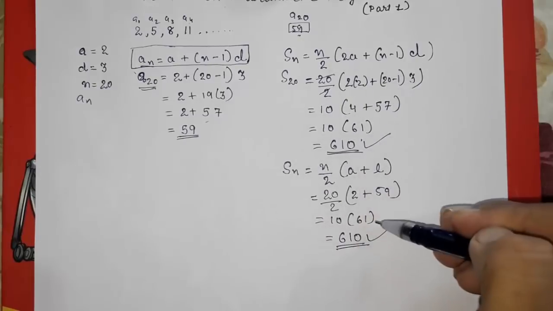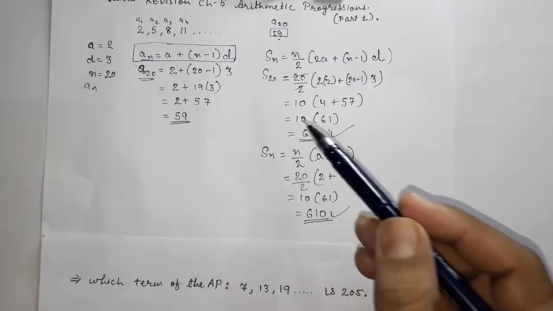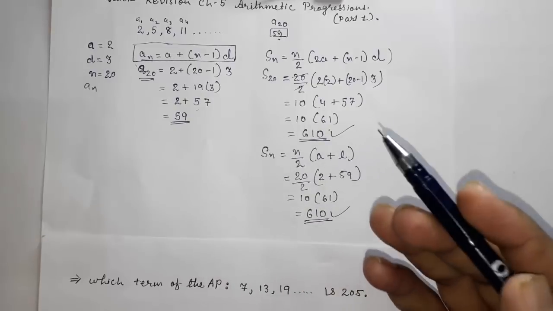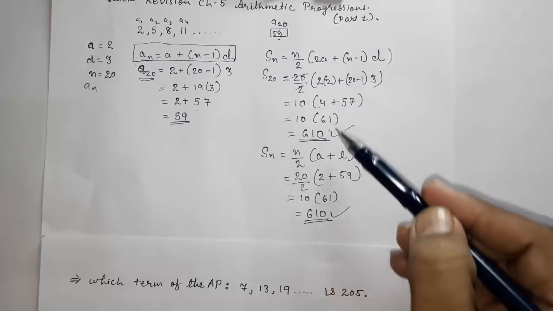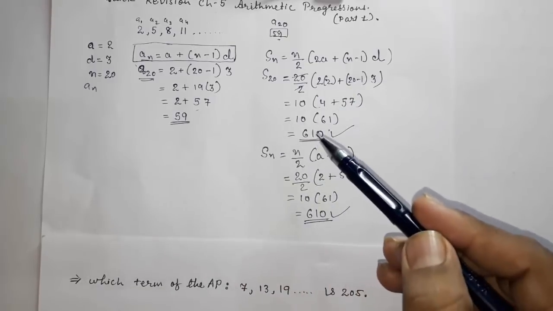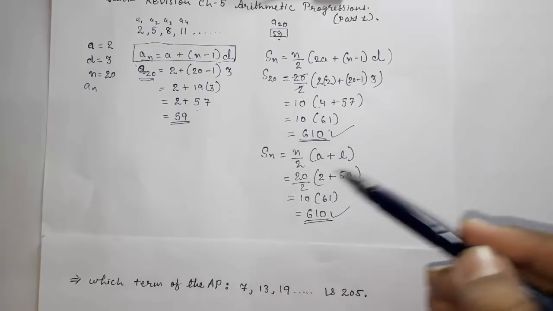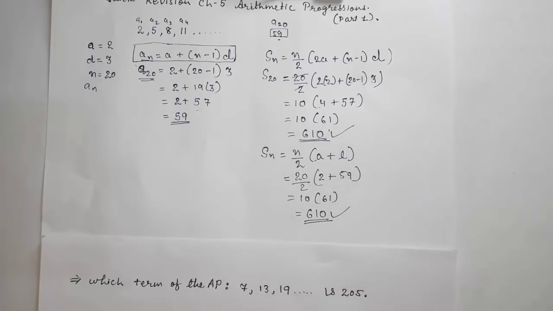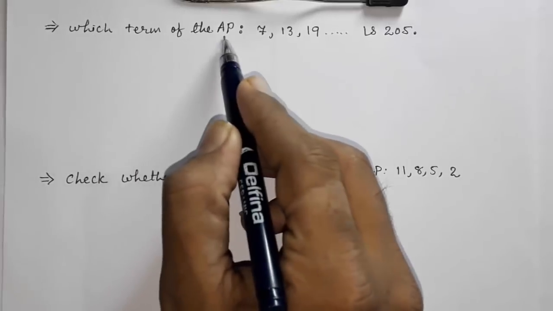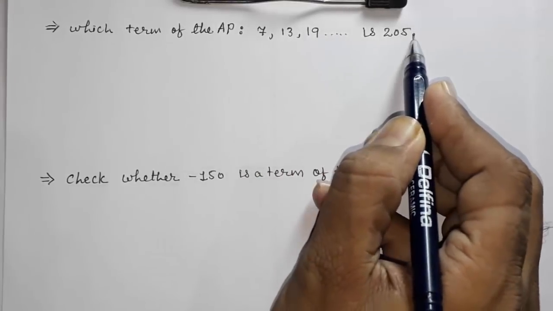These are the three formulas. By looking at these formulas, we think that this chapter is very small. But actually, there are many ways to ask questions related to this concept. So this chapter is actually very big because they can ask different questions related to this concept in different ways. So one by one I am going to solve different questions. So let us start. Which term of the AP 7, 13, 19 and so on is 205?